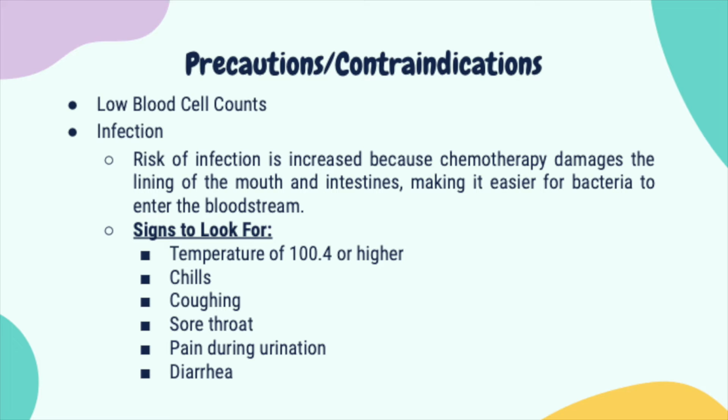Precautions and contraindications to be aware of are low blood cell counts and infection. The risk of infection is increased because chemotherapy damages the lining of the mouth and intestines, making it easier for bacteria to enter the bloodstream. Signs to look for are temperature of 100 degrees or higher, chills, coughing, sore throat, pain during urination, and diarrhea.